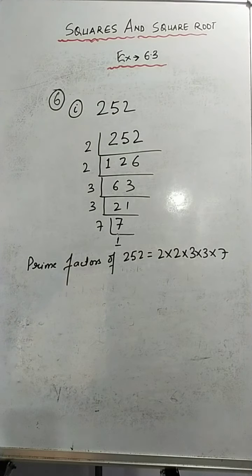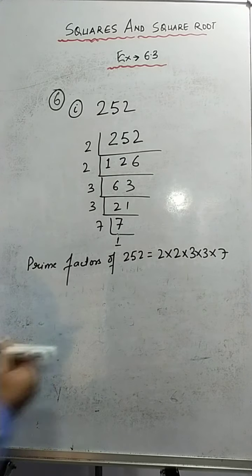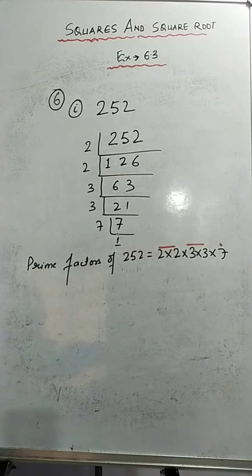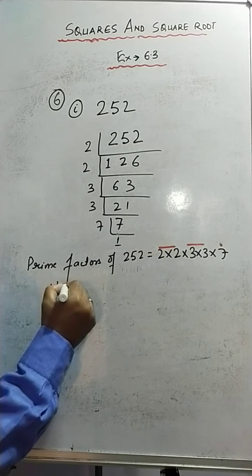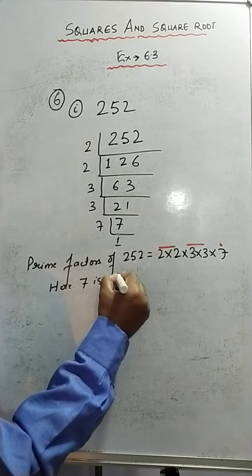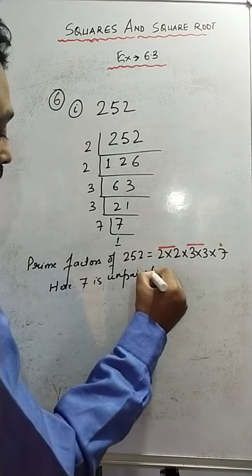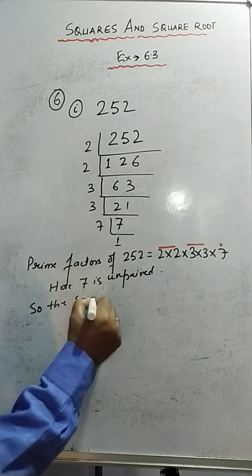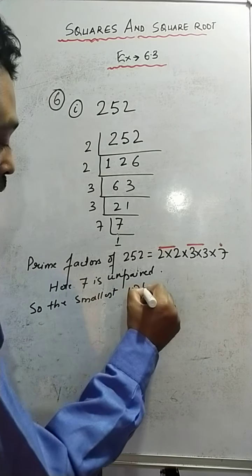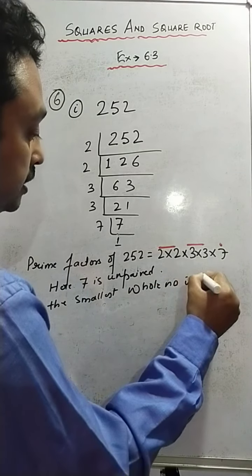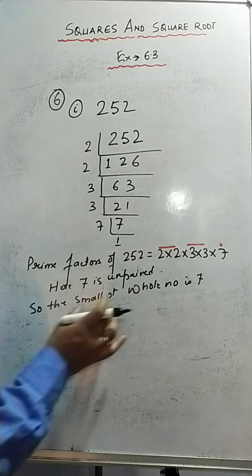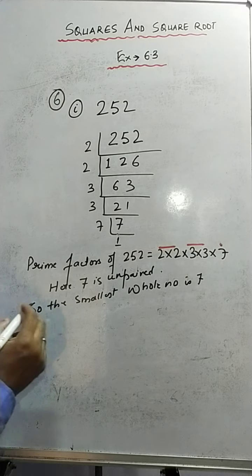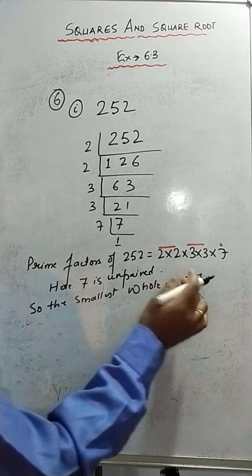Now which number is unpaired? Exactly, 7 is unpaired because these 2s and 3s are in pair form. This number is unpaired. So we have to write here that 7 is unpaired. Okay, 7 is unpaired. So the smallest whole number would be what? The smallest whole number is 7. Fine. So now if the smallest whole number is 7, we have to divide the given number by this number.